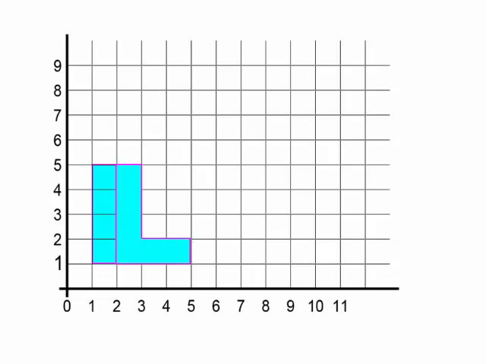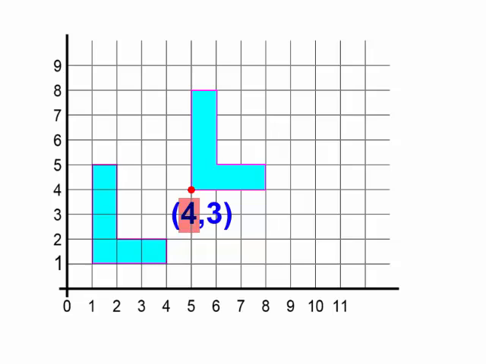A translation is the movement of a shape along the x and y axes without rotation, and this movement is determined by the values of two numbers. The first number gives the movement along the x-axis, and the second number gives the movement along the y-axis.